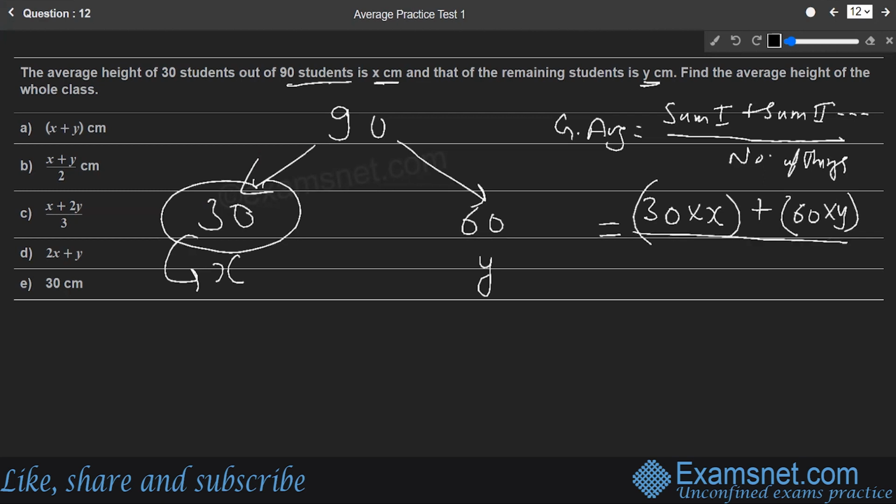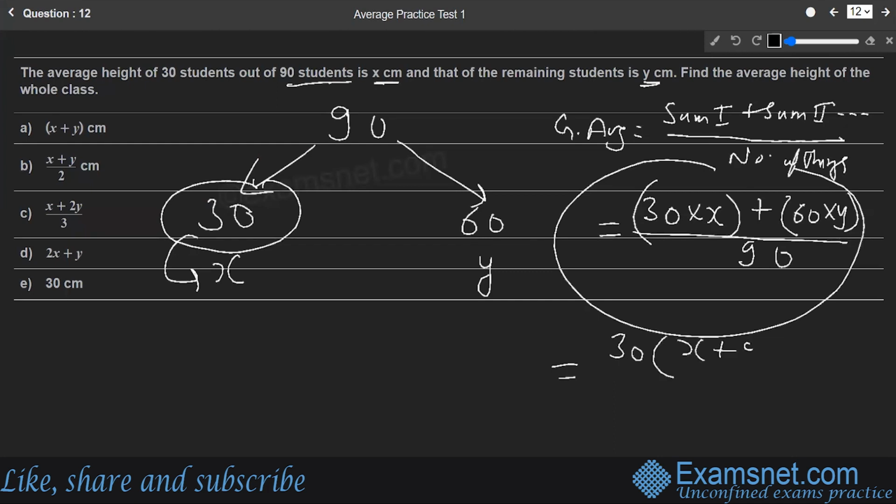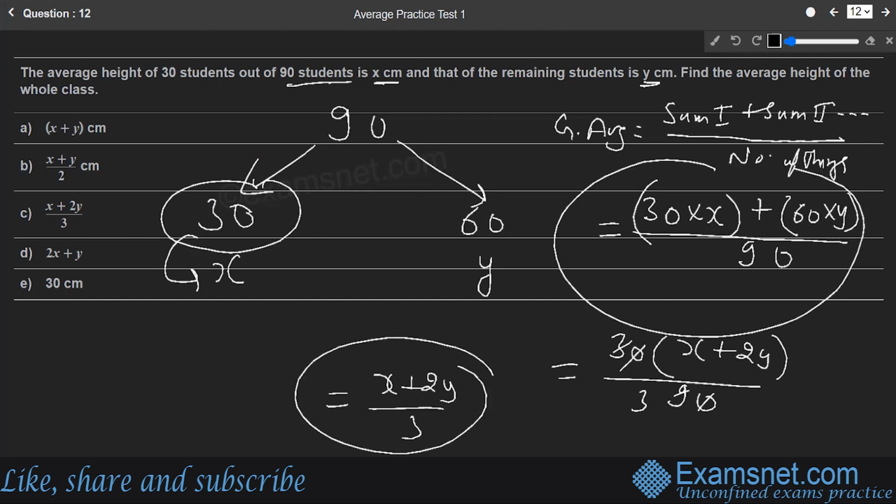One batch has 30 students, another batch has 60 students, so the total is always 90. So this has to be the grand average height of the whole batch. Let us simplify this expression further. Obviously, we can take 30 common from both expressions. So we are left with X plus 2Y inside, divided by 90. This 3 can cancel the 9 by 3. So the ultimate grand average becomes (X plus 2Y) divided by 3.